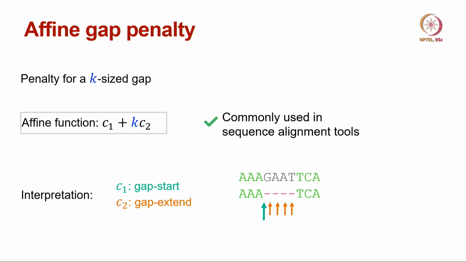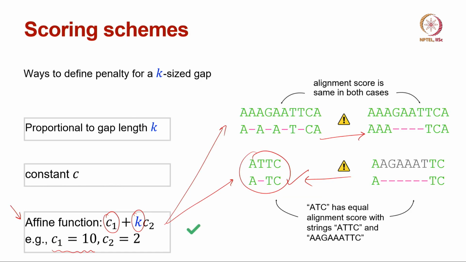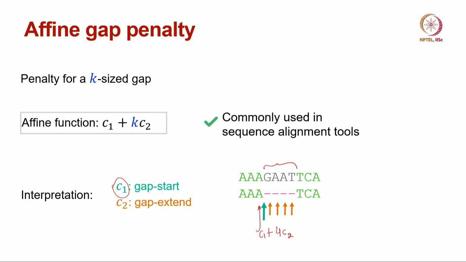One way to interpret this affine function is that for each gap that we have in the alignment, C1 corresponds to starting a gap. So, if you are starting a gap, then I would penalize C1, and then for each space character that is there in the gap, that is the length of the gap, I would penalize C2 for each extension. So, that will be C1 plus 4 times C2. We have a fixed penalty for starting a gap, that is C1, and then depending on how far you extend further, we penalize C2 for each extension. This method is now commonly used in most sequence alignment tools, because it addresses the issues that we discussed just before, in that it favors those alignments that are biologically likely.